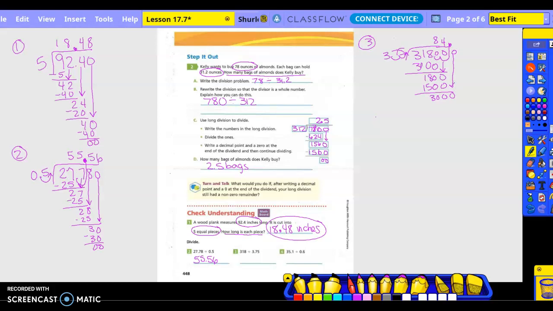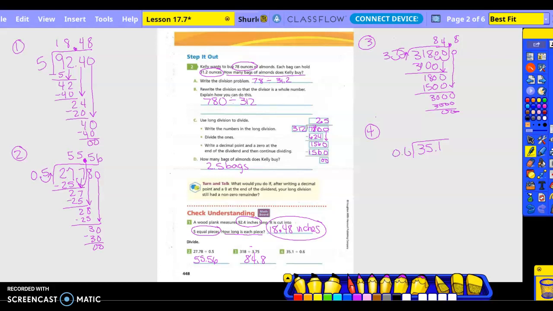Okay, and we already found what 3,000 was before. What was it? 8. So we know that 8 times 375 is 3,000, and we have nothing left over. So our answer is 84. Okay, number 4. What goes in our house are dividends?